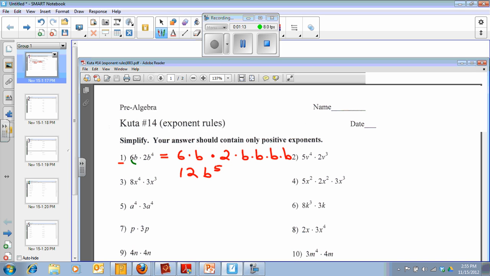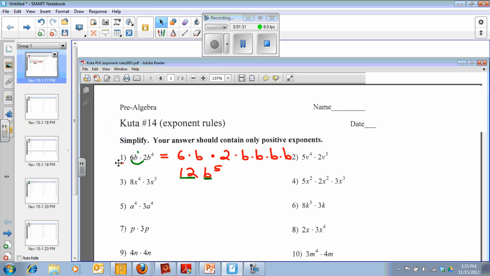You're going to multiply the coefficients. So positive 6 times a positive 2 is a positive 12. And then b to the 1st power times b to the 4th power. The rule is keep the base. The base is the same, keep the base. And then add the exponents. So let's apply that rule to a couple more problems here.